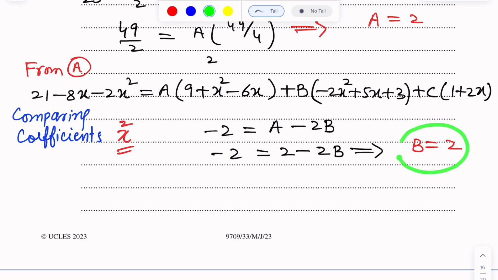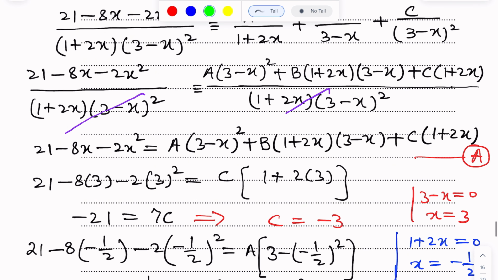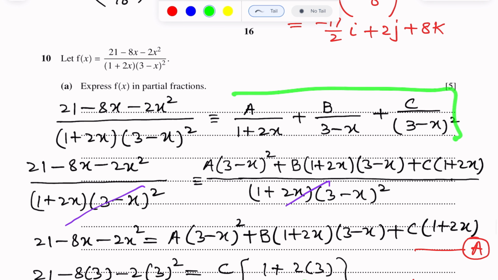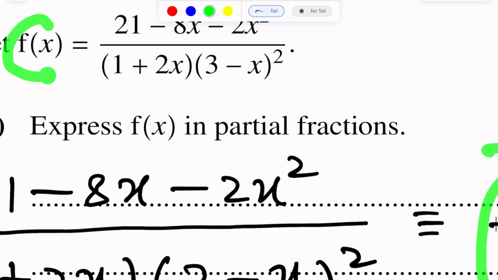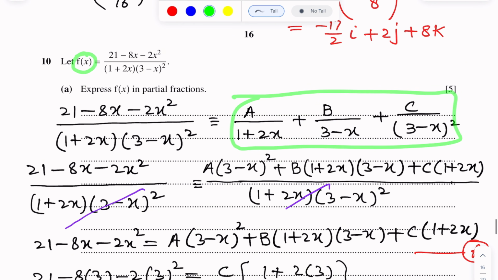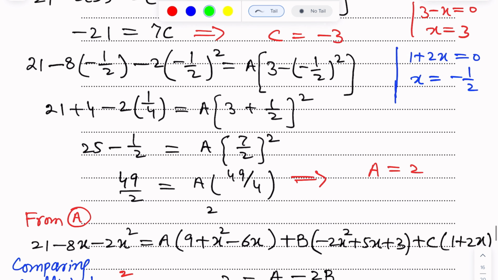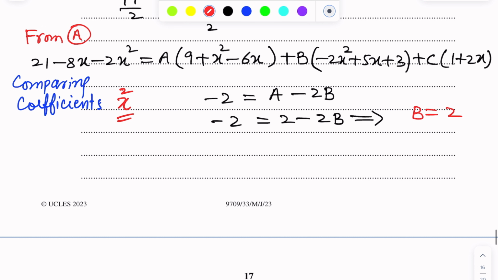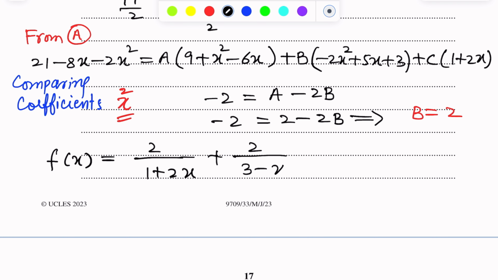Now we will put these values of A, B and C here, and then the function will take this form. Now putting the values, we get f(x) is equal to 2 over (1 plus 2x) plus 2 over (3 minus x) minus 3 over (3 minus x) whole square. This is the answer.